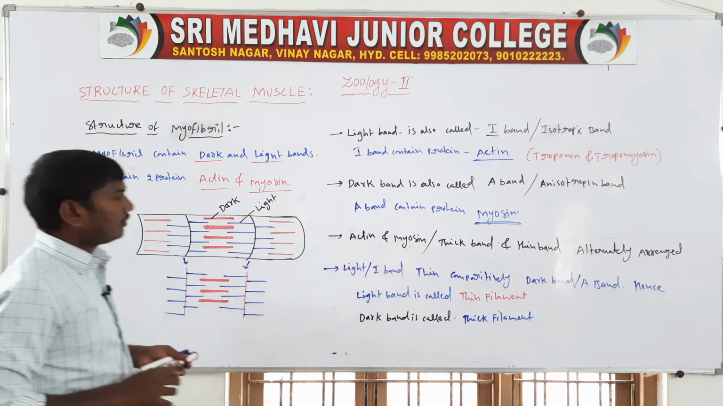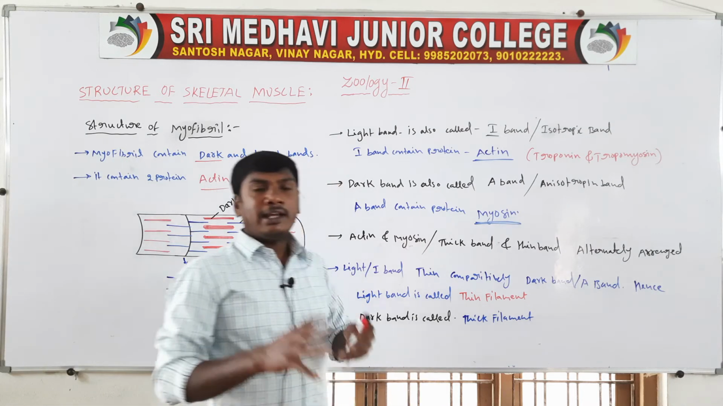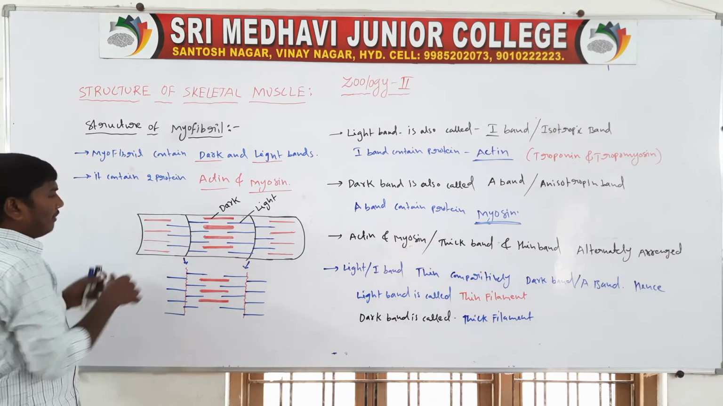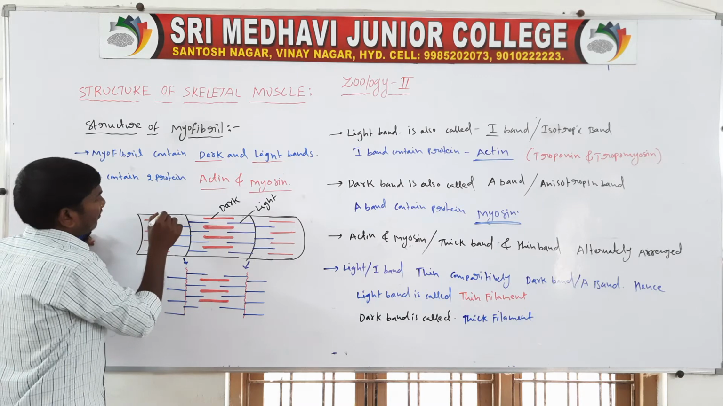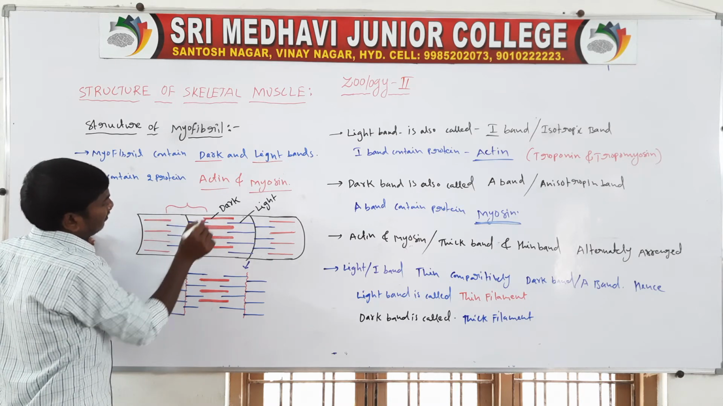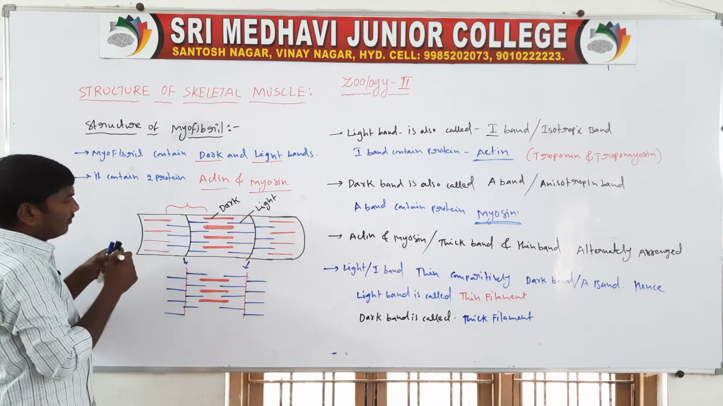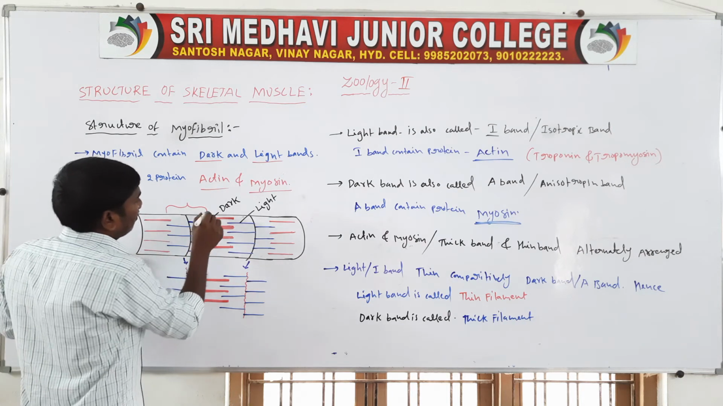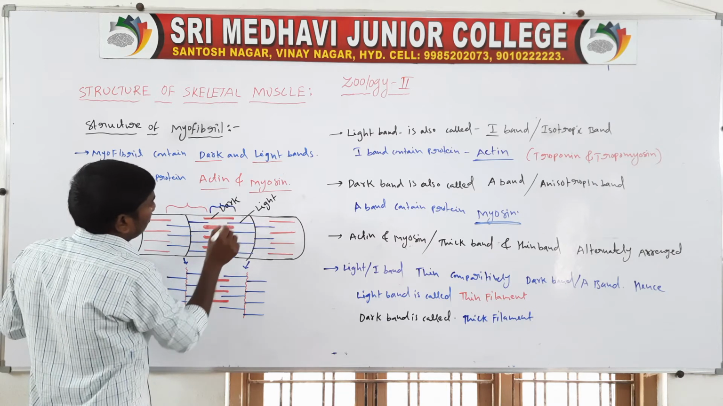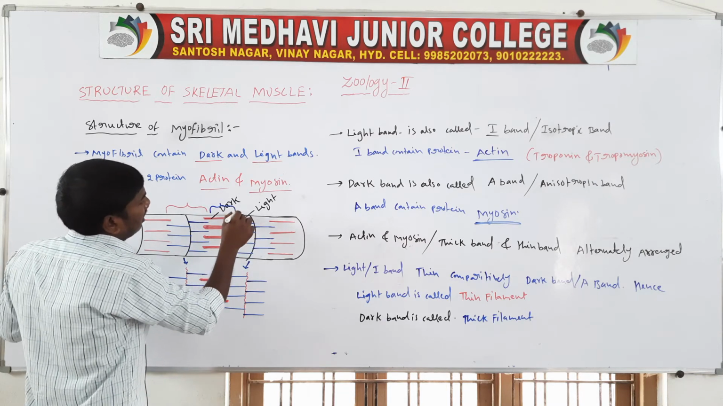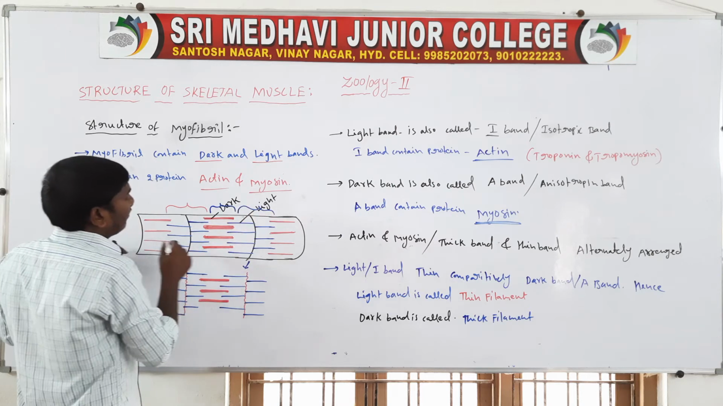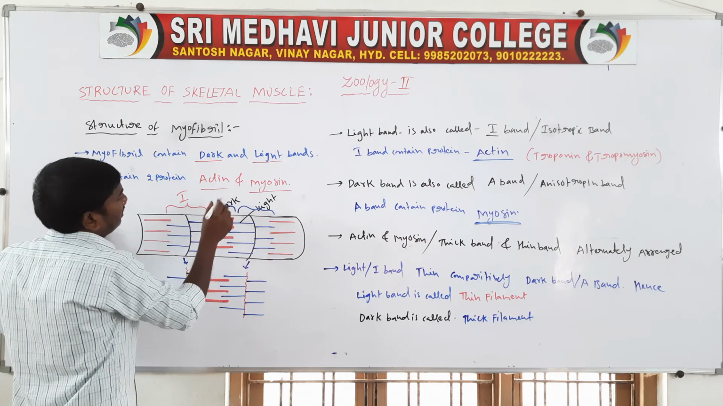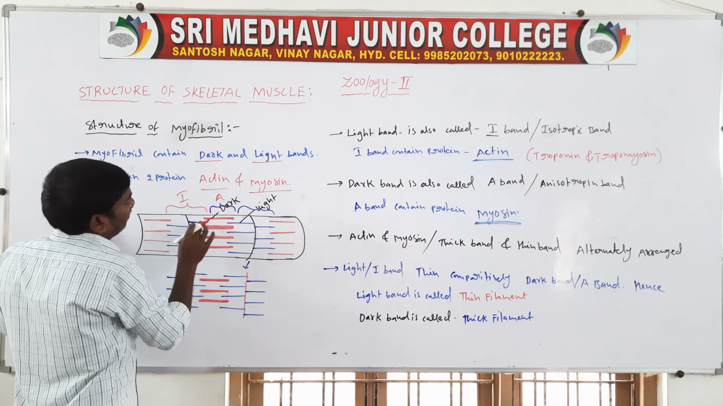Next, the middle of the I band. So these are the I bands. These are the A bands. Another one, these are the I bands. And these are the A bands.